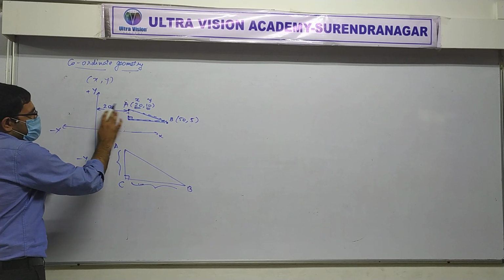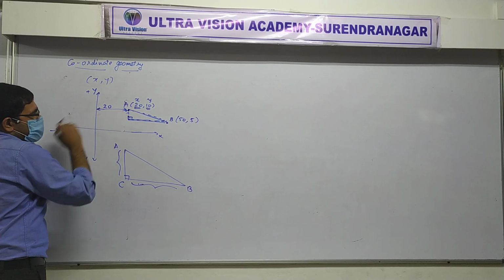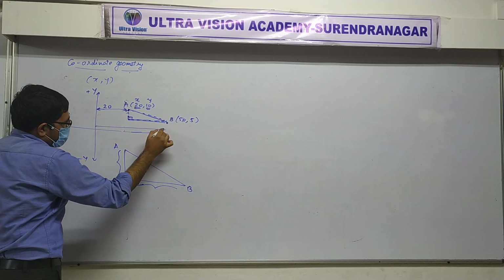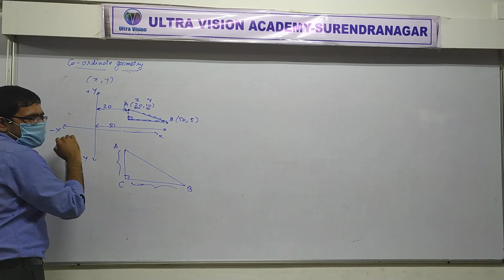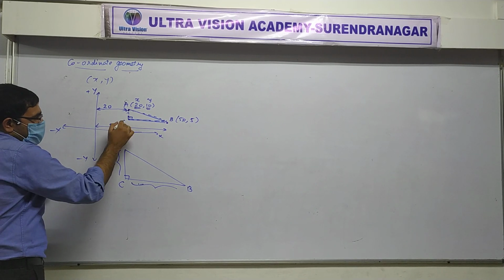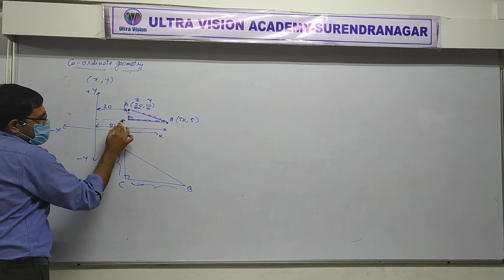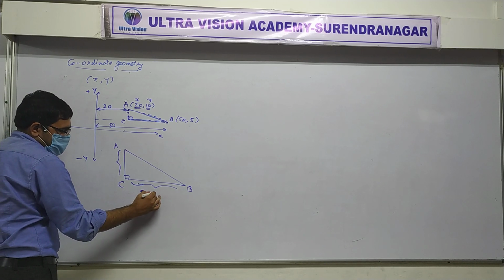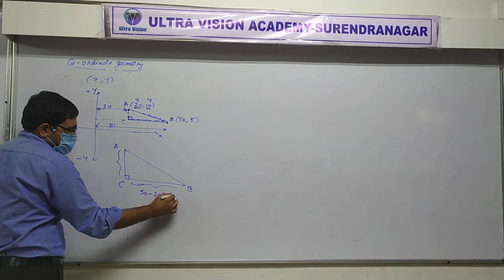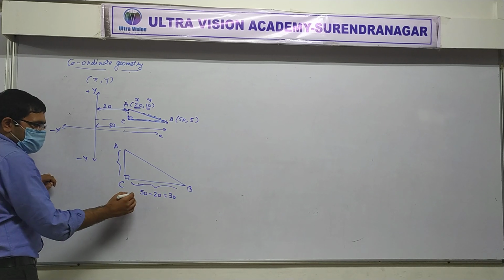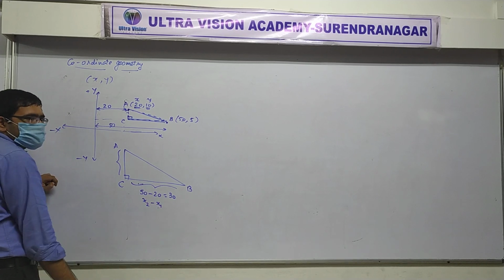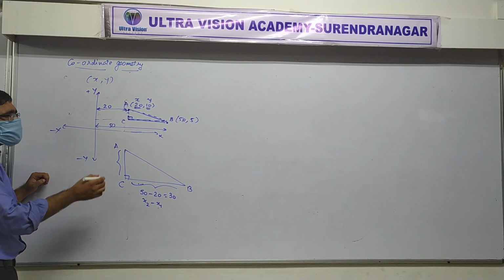Now, have a look at this. If this is 20, and here x coordinate is 50, from here to here it will be 50. Then how much will be BC? 30. This is 20, that's 50, so this will be 30. So if you realize how you are getting 30, it's x2 minus x1, just like in your book.